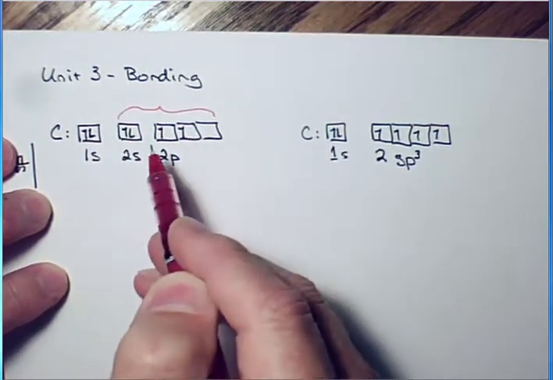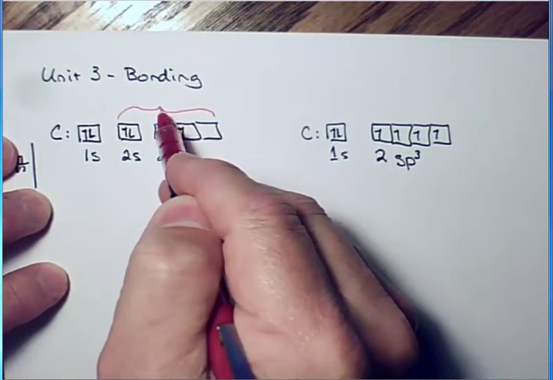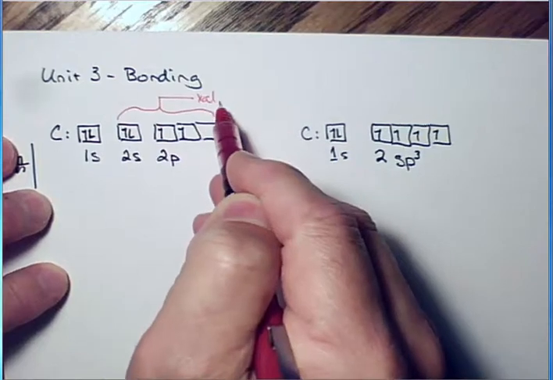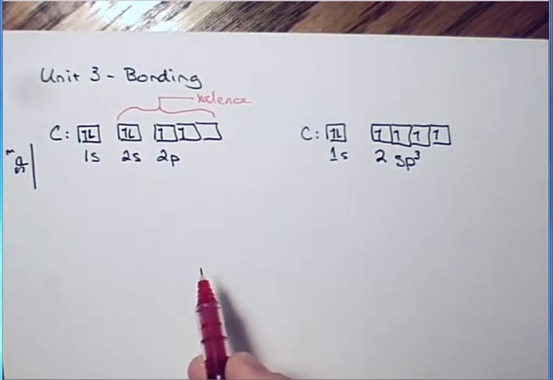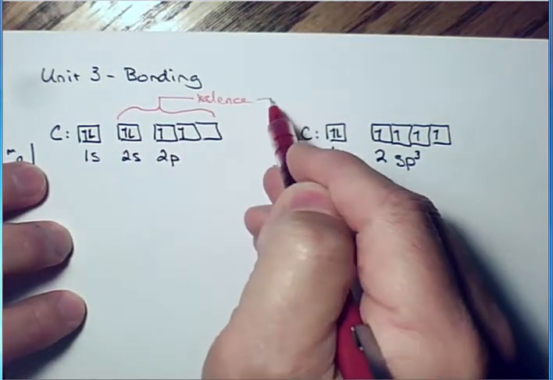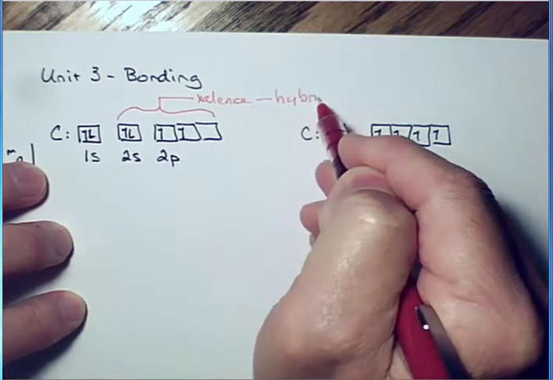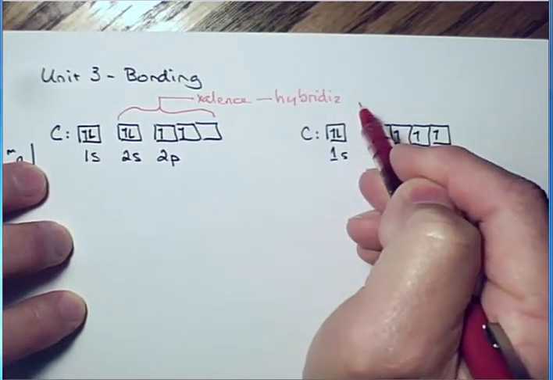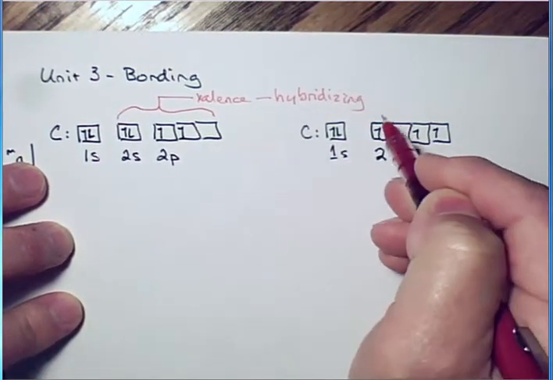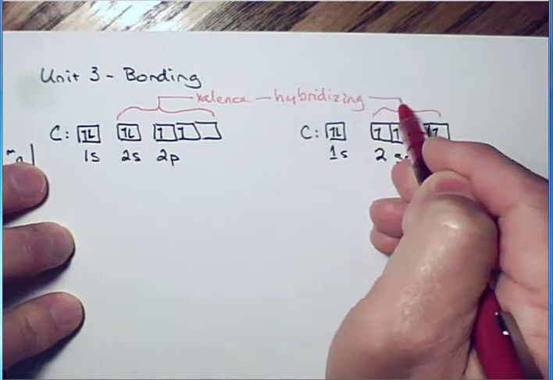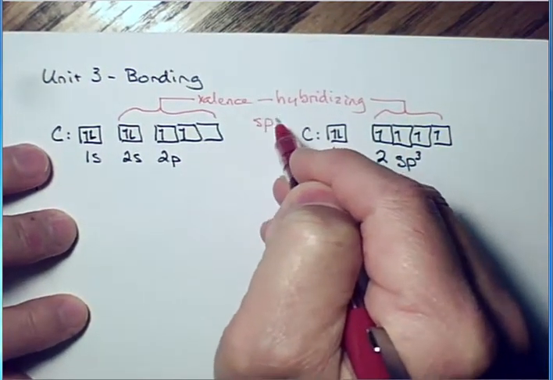This is the unhybridized ground state valence orbitals of carbon. This is the valence level. It's its highest energy level. Whatever an atom's highest energy level is, that's that atom's valence level. And we're hybridizing. This particular hybridization is sp3.